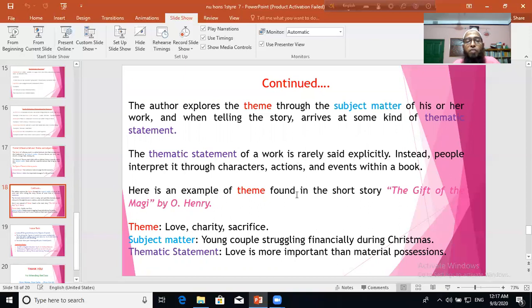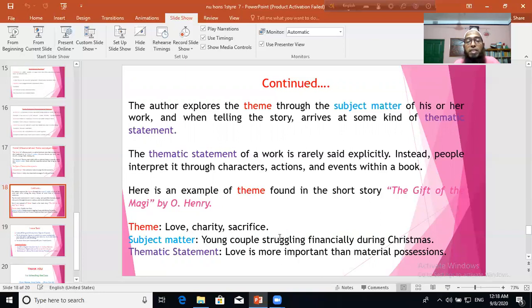Here is an example of theme found in the short story, The Gift of the Magi, written by O. Henry. What is the theme of the story? Love, charity, sacrifice. These are the themes, abstract ideas, abstract nouns. And what is the subject matter? Subject matter is the story of Jim and Della, a young couple struggling financially during Christmas. I think you know the story, you have read it by this time, of course. So that is the subject matter.